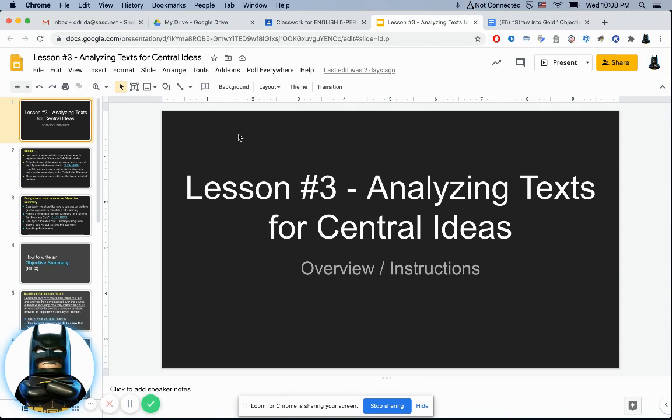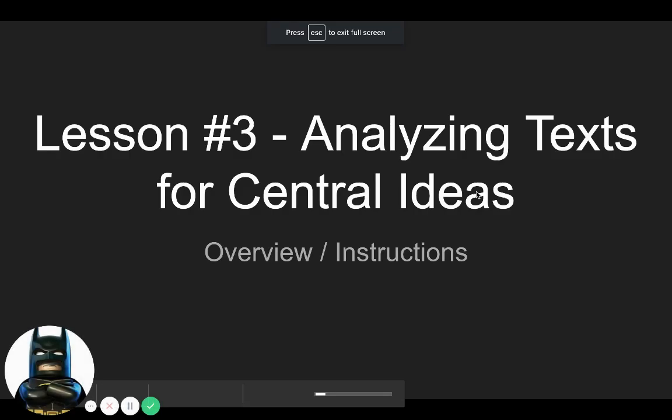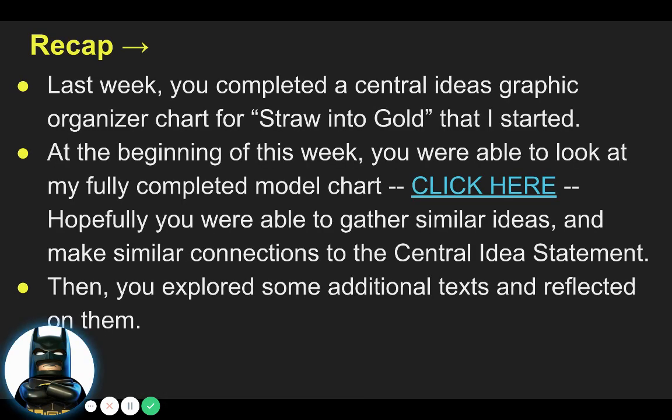Lesson 3 is analyzing text for central ideas. It may sound familiar, and that's all right because it should sound familiar, and you'll realize that in a couple minutes too. So, recap. Last week, I know I said this as well to start off this week, but I want to make sure that we can understand and see the vision of where we're going. Last week, you completed a central idea graphic organizer chart for Straw into Gold. I started that one. And then at the beginning of this week, I showed you a completed model for that chart.